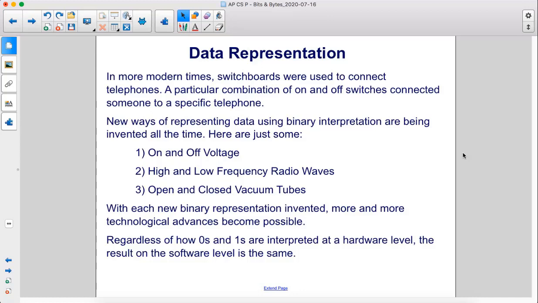New ways of representing data using binary interpretation are being invented all the time. Here are just some: on and off voltage, high and low frequency radio waves, and open and closed vacuum tubes. With each new binary representation invented, more and more technological advances become possible. Regardless of how zeros and ones are interpreted at a hardware level, the result on the software level is the same.